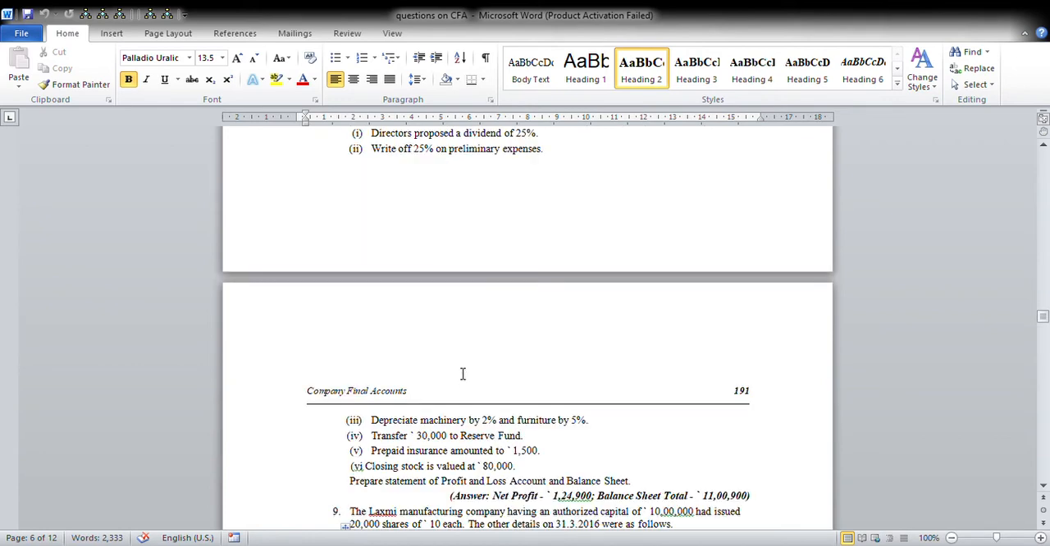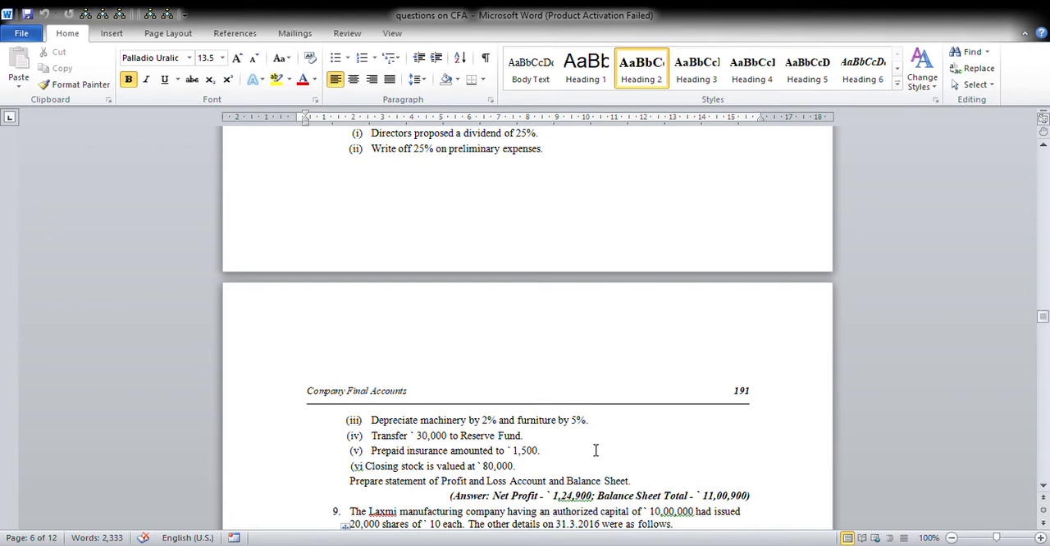Then followed by depreciation on the machinery to be provided at the rate of 2%, and also on furniture at the rate of 5%. Calculate accordingly the 2% on machinery and 5% on furniture, and show it under depreciation and amortization in the profit and loss account, and also deduct the same from the tangible assets in the balance sheet.